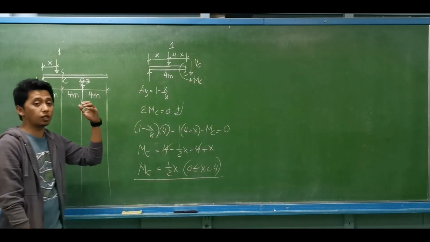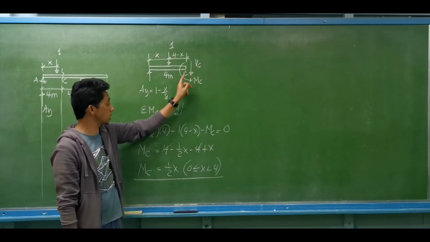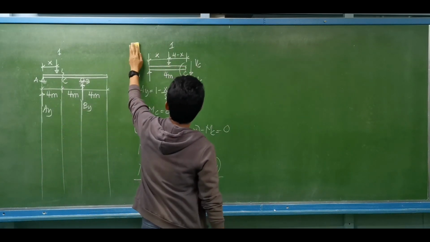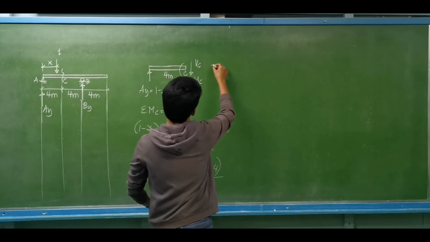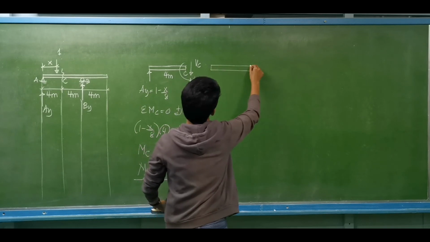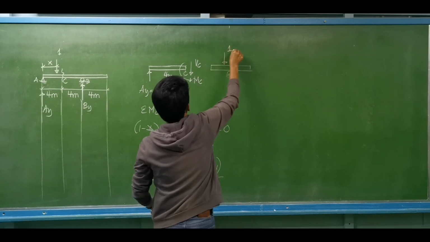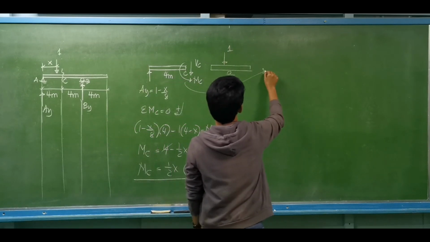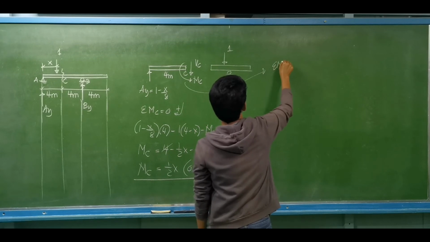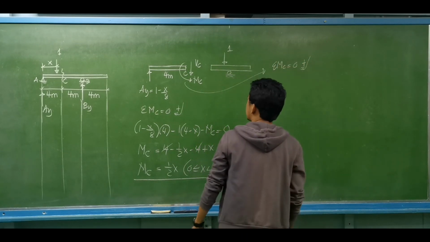So what about if we are to assume that the 1 unit load already passed point C? So let's say we are to remove that 1 unit load. So let's say it is already just after point C. Alright, so we are still considering this cut section for the summation of moment about C equal to 0, clockwise moments to be positive.